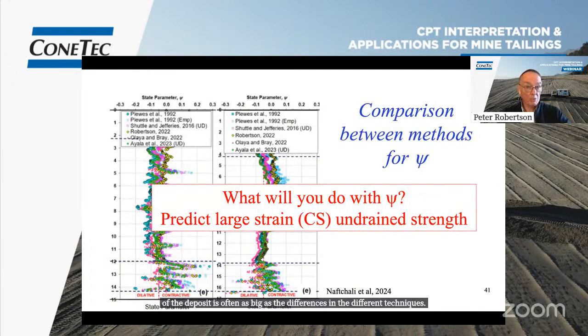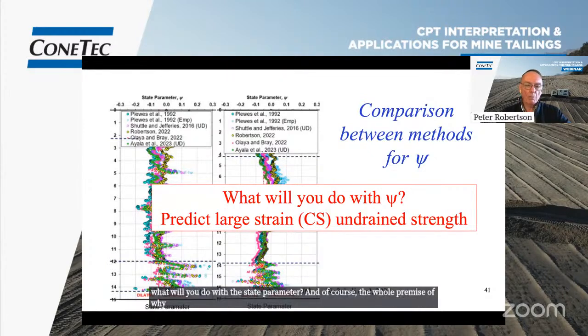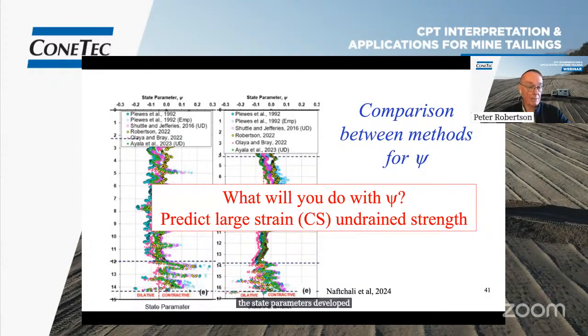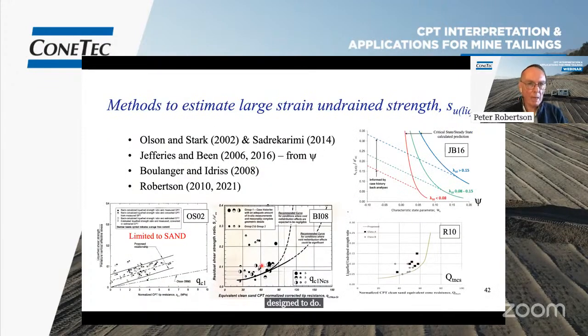But the real question to ask is, what will you do with the state parameter? And of course, the whole premise of why the state parameter was developed was that you're going to take the state parameter and predict the large strain critical state undrained strength, because that's the thing it's designed to do. So what are the methods to go directly and try to estimate the large strain undrained strength directly? And there's a number of methods.